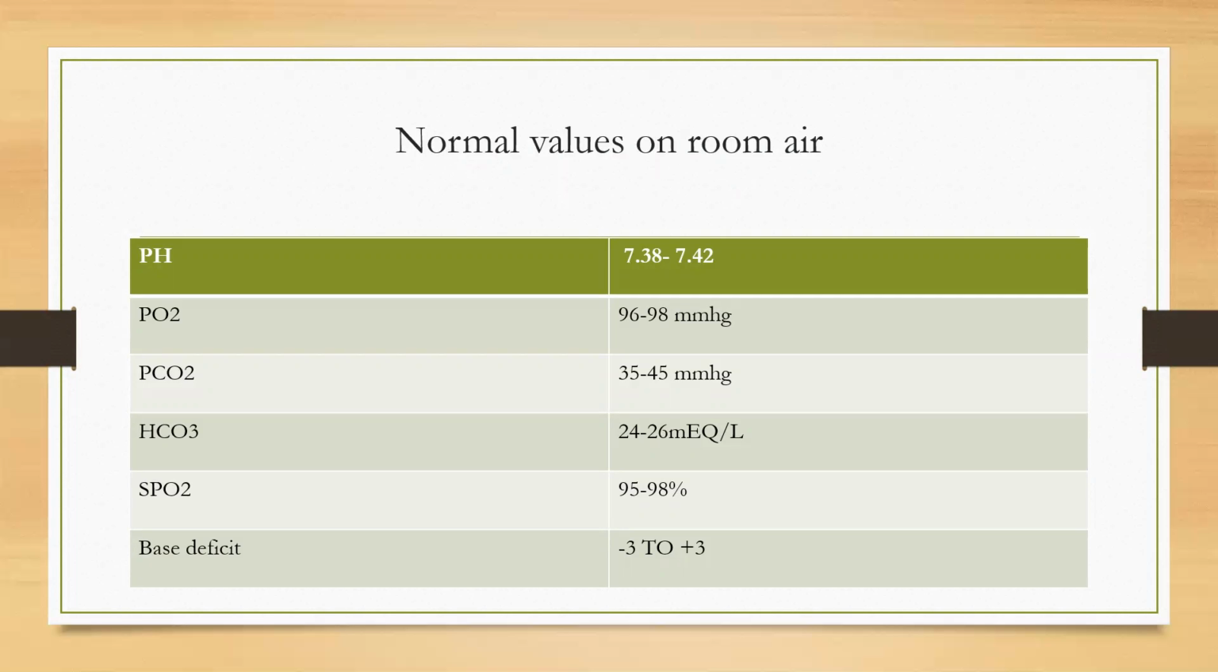These are normal values on room air. pH 7.38 to 7.42. Normal PO2 value is 96 to 98 mmHg. Normal value of PCO2 is 35 to 45 mmHg. Normal value of HCO3 is 24 to 26 milliequivalent per liter. Normal value of SpO2 is 95 to 98%, while normal value of base deficit is -3 to +3.